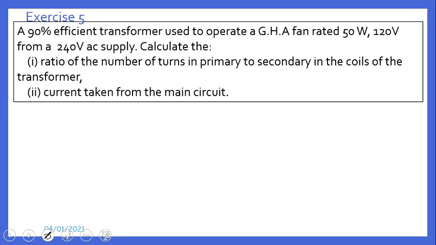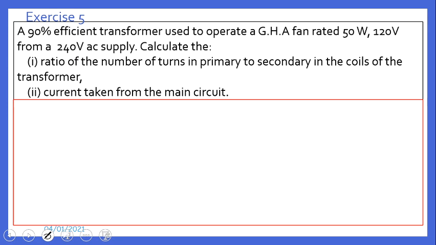The fifth question, this is a bit longer. The question gave us that a 90% efficient transformer is used to operate a fan rated 50 watt and 120 volts from a 240 volt AC supply. Calculate the ratio of number of turns in primary to that of the secondary. So state out the parameters. Efficiency is given to us as 90%. Power output is given to us as 50 watt. And the voltage for the secondary, because this is what we are using the transformer to operate, is 120 volt. And this from the source is 240 volt.